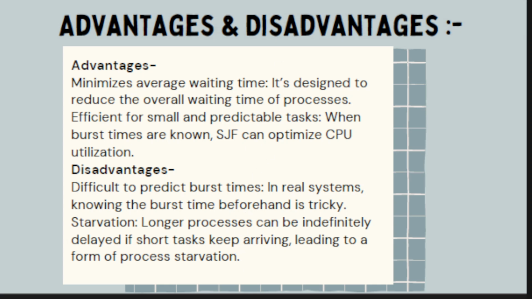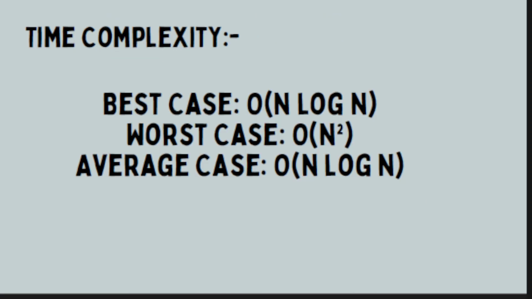Let's see the time complexity. The time complexity of SJF depends on how the processes are sorted by their burst time. Sorting the processes takes O(n log n) time, where n is the number of processes. Preemptive SJF adds more complexity because the CPU needs to constantly compare the remaining burst times.